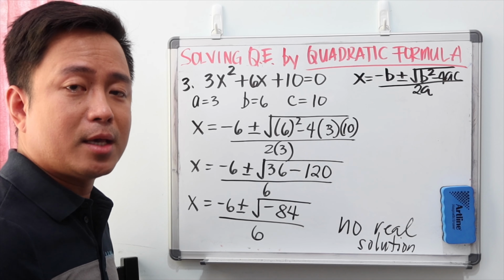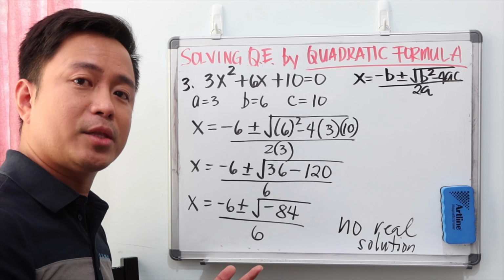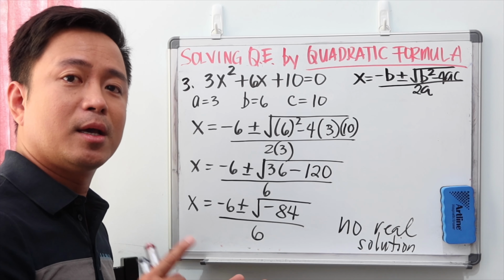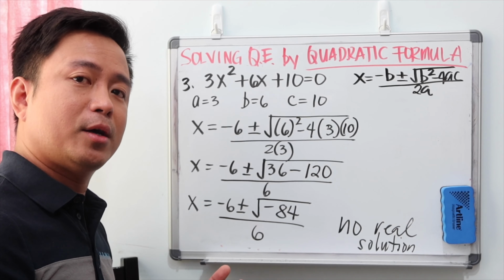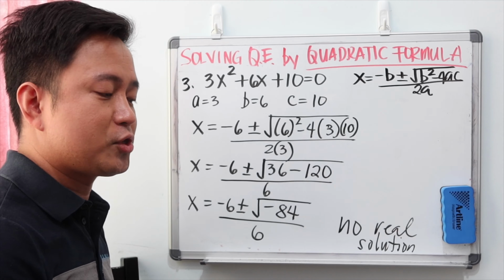So again, example 1, we have two x-intercepts, or two values of x. Example 2, we have one root. And example 3, we have no root, or no real solution.